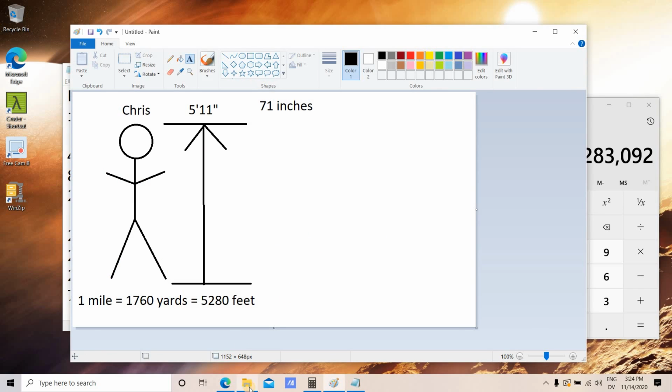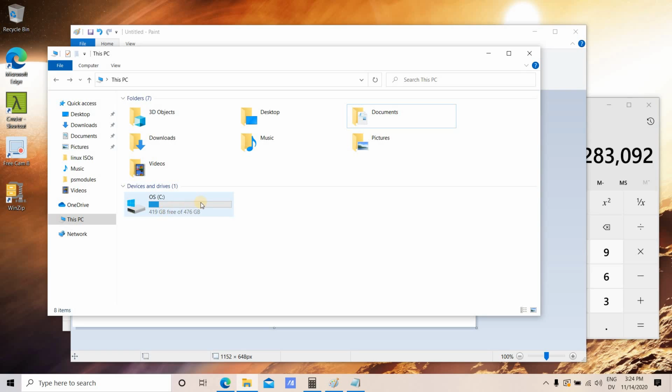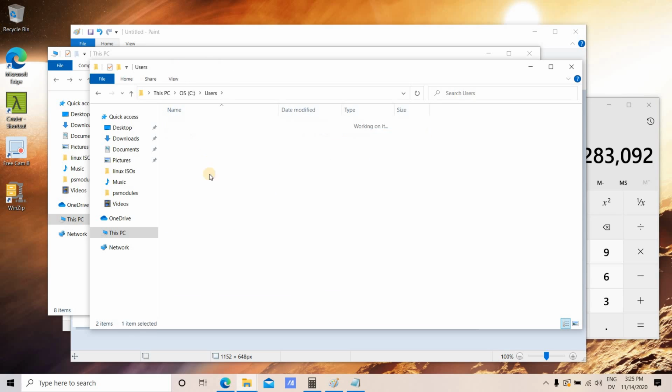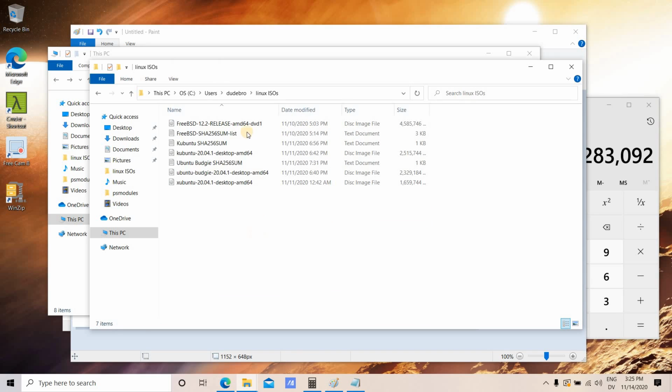Now, if you have a file, let's open something up. Let's go directly to Linux downloads. Let's open a new folder, This PC, Linux ISO. So I have several different ISOs. These are digital images of CDs or DVDs or whatever. And you can actually do this with any file at all. It doesn't have to be specifically a Linux ISO.